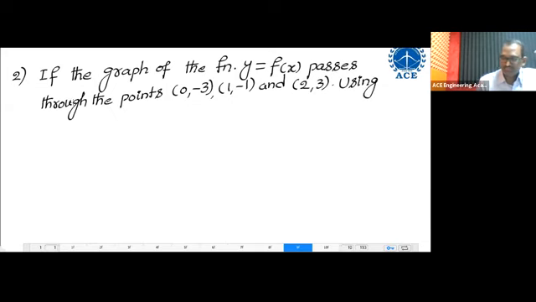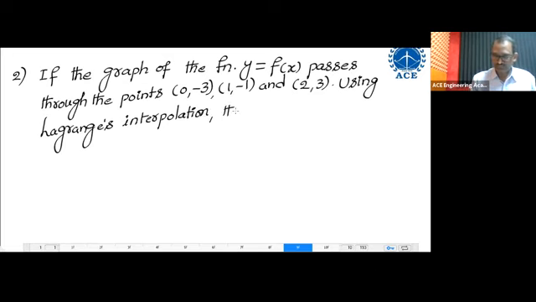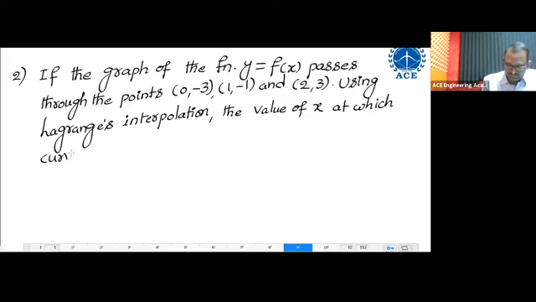Using Lagrange's interpolation, the value of x at which the curve crosses the x-axis is dash.